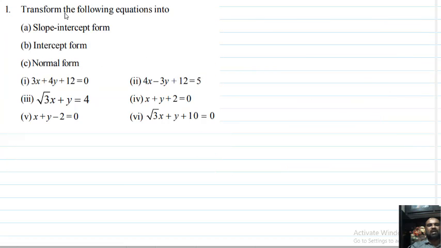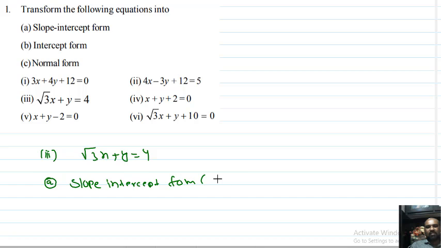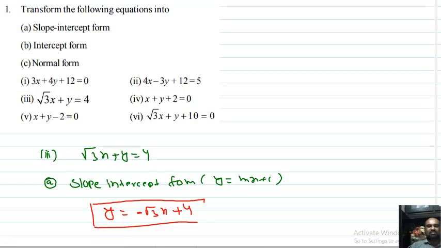Okay, next problem, students. Transform the following equations into slope intercept form, intercept form and normal form. So any one of them, I want to use the third one. Take any one of the equations, you want to convert all these into three forms. For example, root 3x plus y equal to 4. So slope intercept form first, y equal to mx plus c. So we need to convert that in the form of y equal to mx plus c. Just make y the subject, y equal to minus root 3x plus 4, that's all, converted. Okay. Next, intercept form?